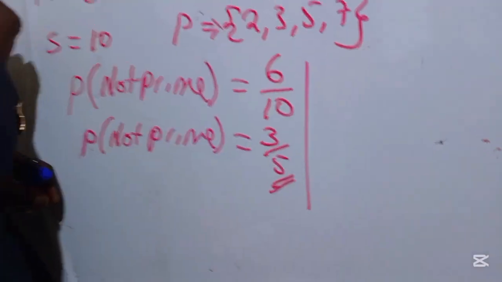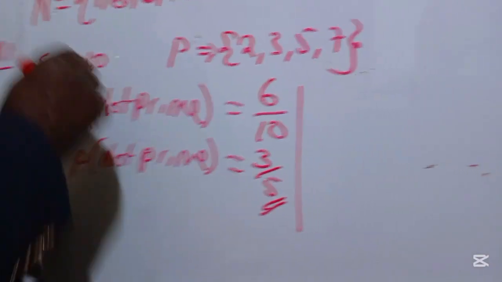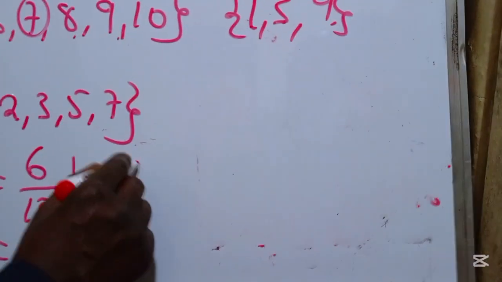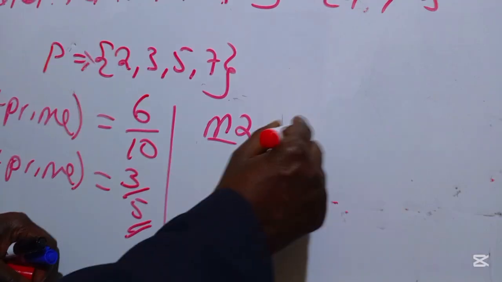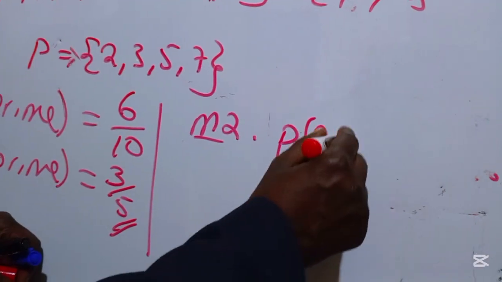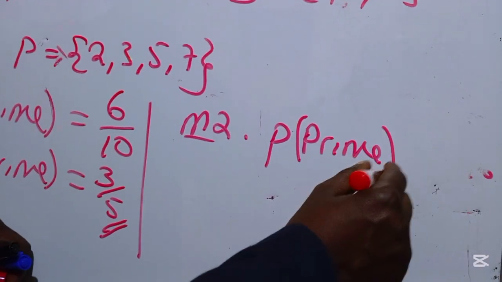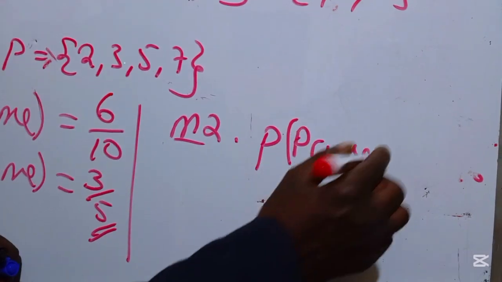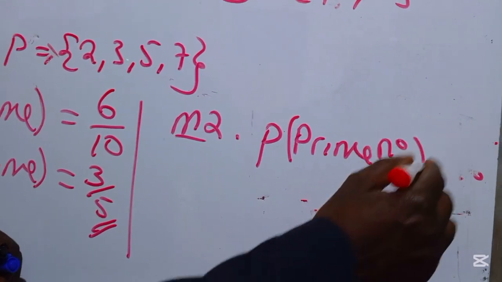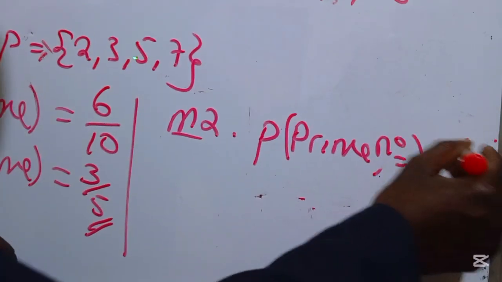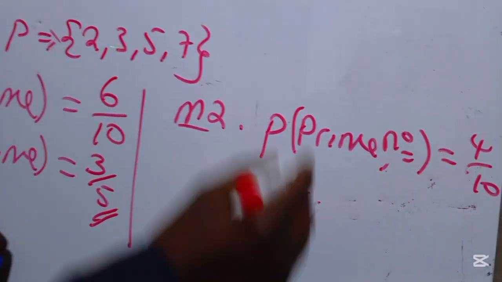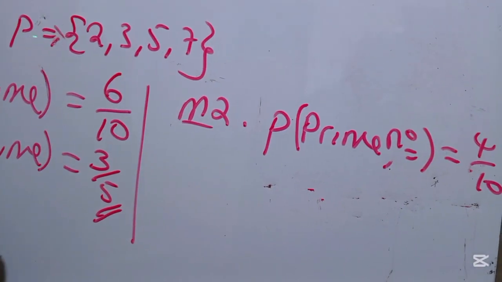I'll call this method 1. Another method, I don't know which one you will prefer, it's up to you, is to know the probability of getting a prime number. How many prime numbers are there? 1, 2, 3, 4. It is 4 over 10. That is the probability of getting a prime number.